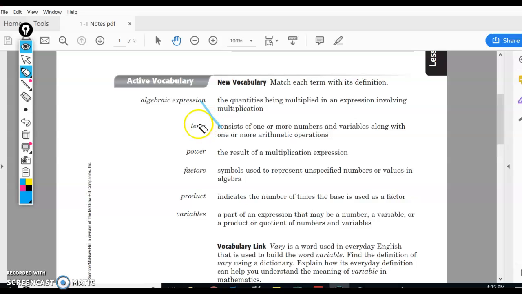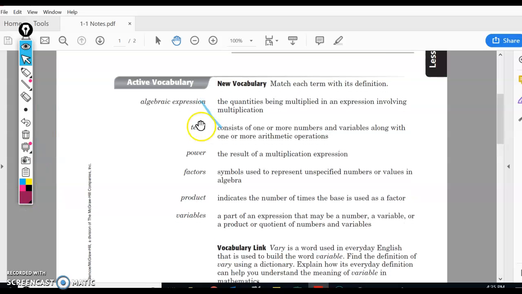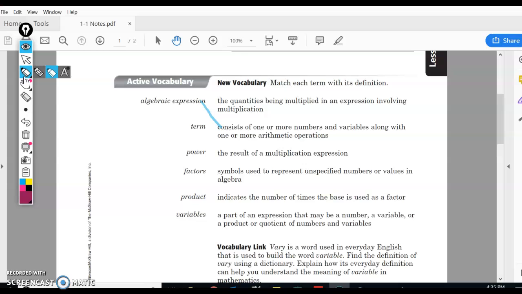The quantities, let's go to a term. So a term could be defined as a part of an expression that may be a number, a variable, a product. So for example, a term is 3, or it could be x, or it could be 3x. They do not have positive or negative signs, or addition or subtraction signs. A term could also be 3 divided by x.